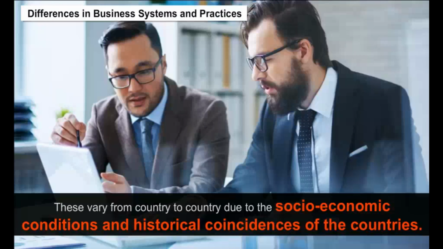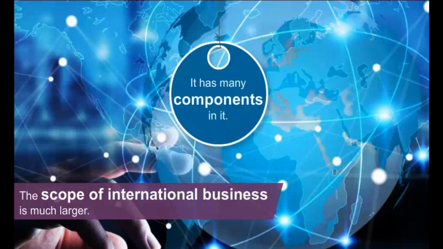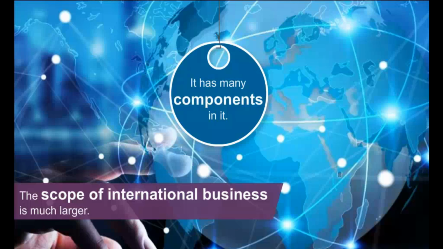Political system and risks. It is easy for business persons to understand their domestic political system and risks. Scope of international business. The scope of international business is much larger. It has many components in it. The following are some of the major components.